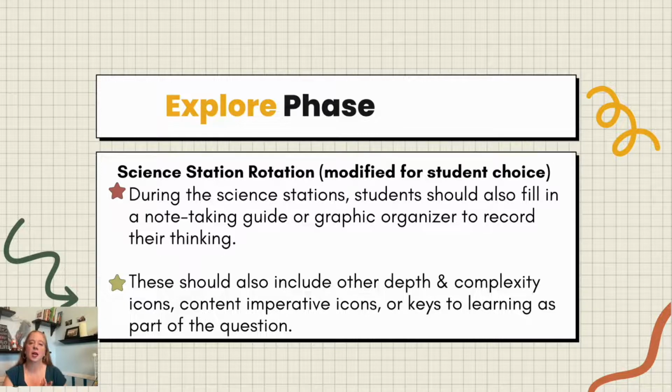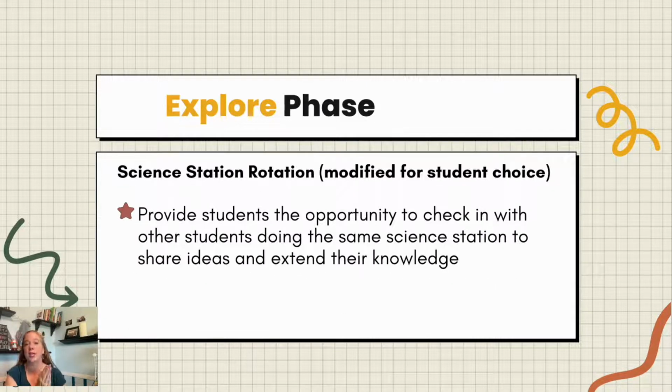You'll want to provide time for students to actually check in with other students doing the same science station. So if they choose a particular online investigation, allow them to work together, or if they are working individually, set the timer every 10, 15, 20 minutes, stop them, have them get together. What have you learned? What have you discovered? What is some information you found?